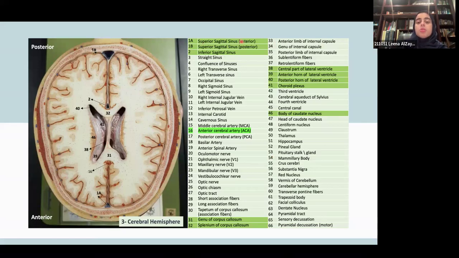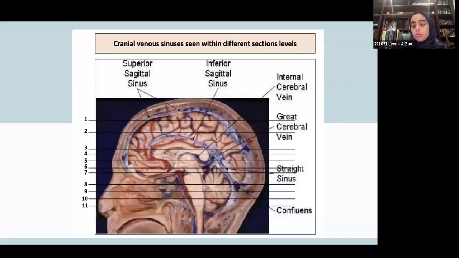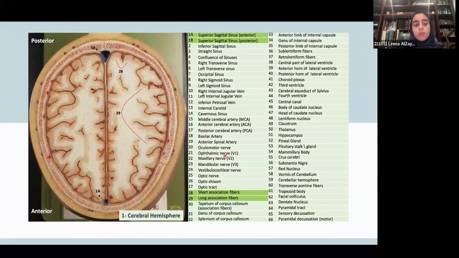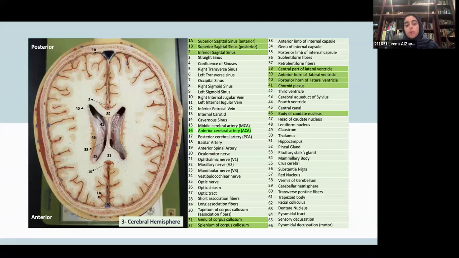Let me go over them. So we said superior sagittal sinus, which is 1B and 1A. And number 2, over here, this is the inferior sagittal sinus. The same one we saw over here, this inferior sagittal sinus, if you cut from here, you will be able to see it here. So you're seeing this aspect here. Then you have the anterior cerebral artery, number 16, which is over here. This is the anterior aspect and this is the posterior aspect for context. So this is the anterior cerebral artery.